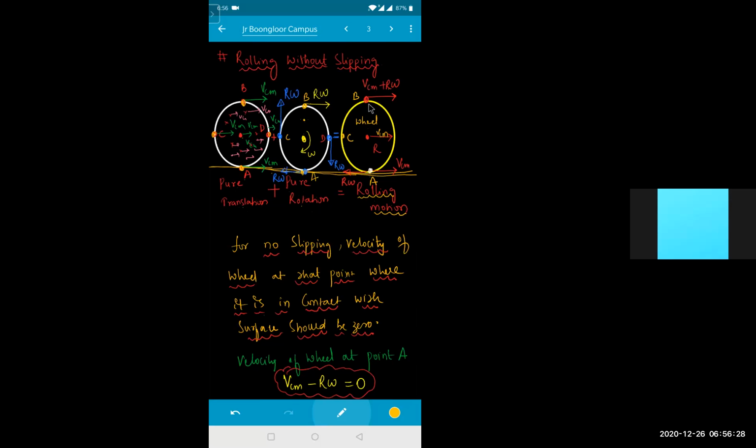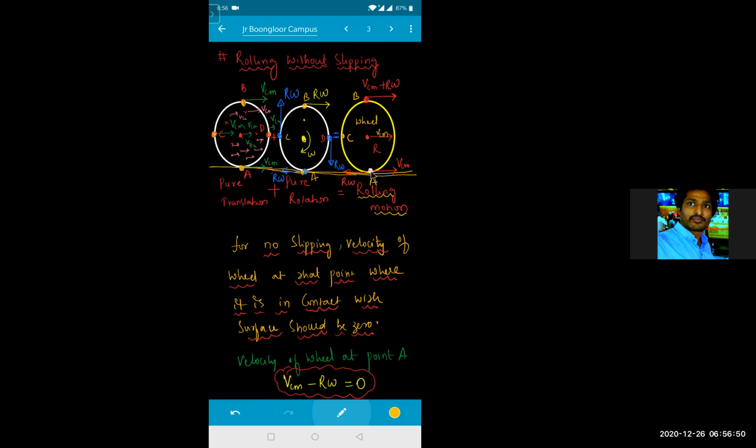Now for pure rolling at point B, what will be the velocity? You write here also R omega, R omega. It will become 2 times R omega, or else 2 times VCM. And then at point B, at this center, this is VCM and this is 0. So here only we will be getting VCM.